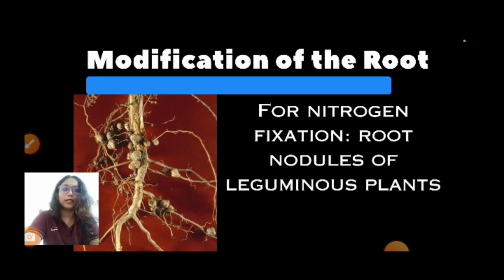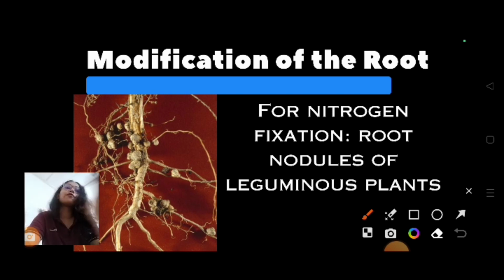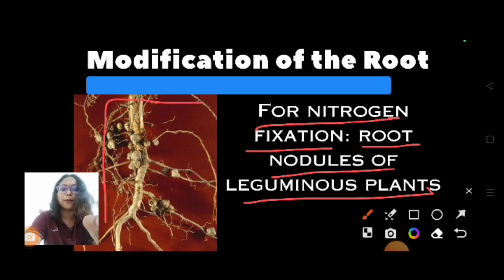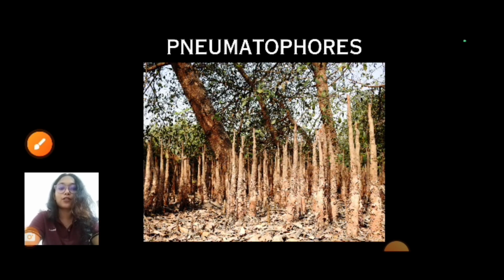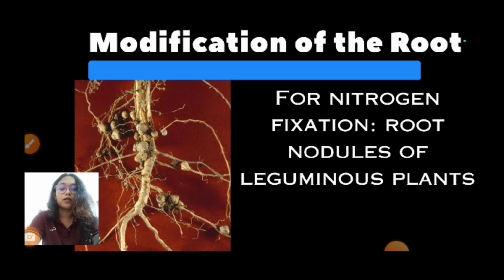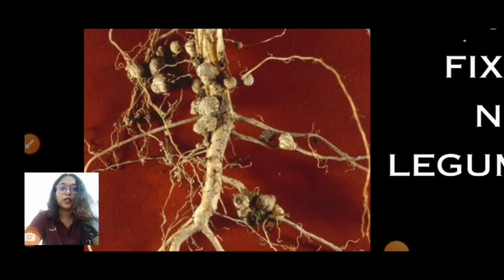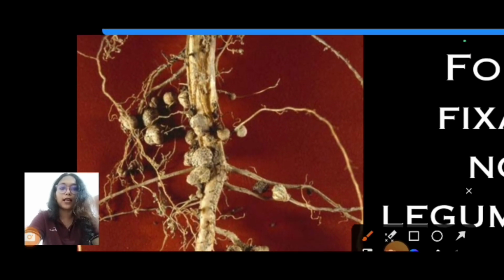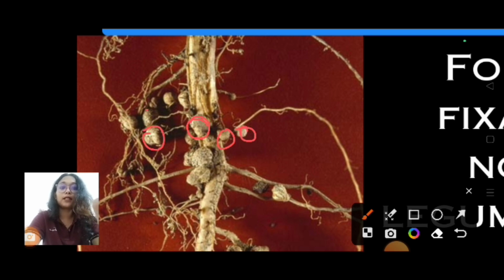Then coming to the last modification, that is for nitrogen fixation. For nitrogen fixation, there are some roots which are having nodules. In leguminous plants you can see. In the case of leguminous plants, for example, pea plants are considered as leguminous plants. You can see some nodule-like structures. Zoom it a little bit. So can you see in the slide, in the picture, these nodule-like structures? Can you see this one? That helps in nitrogen fixation. These nodules are present in what? In leguminous plants.